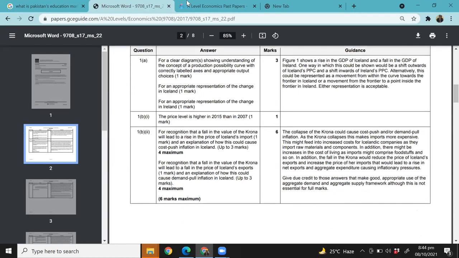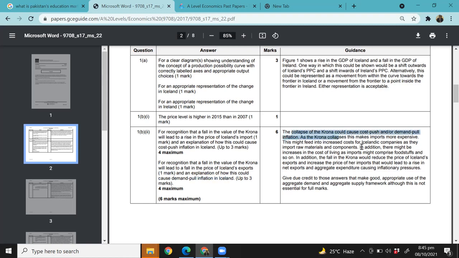So for the first part, a clear description showing understanding of the concept of the production possibility curve with correctly labeled axes and appropriate output choices for an appropriate representation of change in Iceland. As I said, the price is higher in 2015 than in 2007. For the recognition that a fall in the value of the corona will lead to a rise in the price of Iceland's imports, one mark, and an explanation of how this could cause cost push inflation in Iceland. For the recognition that a fall in the value of the corona will lead to a fall in the price of Iceland's exports, and an explanation of how this could cause demand pull inflation in Iceland.